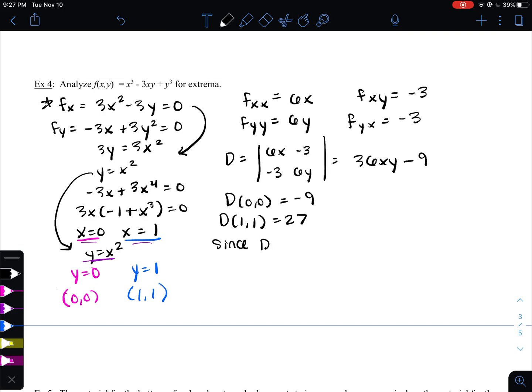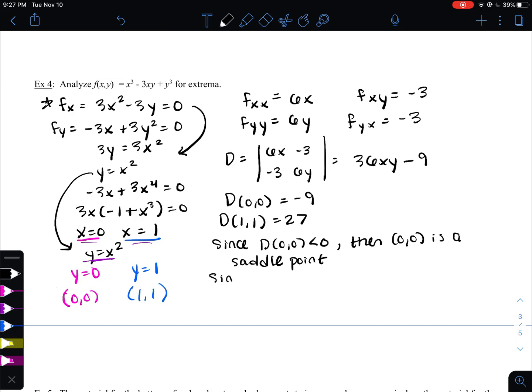Since the discriminant at 0, 0 is less than 0, okay? That's my final case, okay? Then 0, 0 is a saddle point, okay? All right.